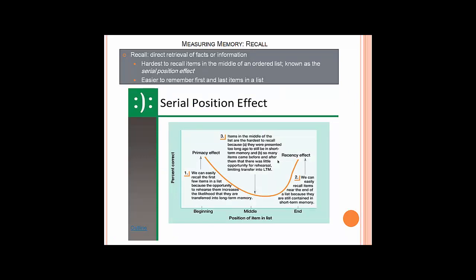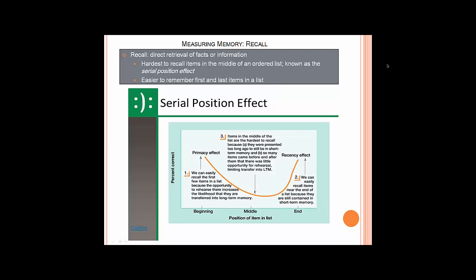So recall is a direct retrieval of facts or information. It's hardest to recall items in the middle of an ordered list, known as the serial position effect. This is an important effect, and it's not only in memory, but also even in personality impression. Or in other words, the first impression is always the most important. And in fact, in memory, the primacy effect says that we easily recall the first few items in a list because the opportunity to rehearse them increases the likelihood that they're transferred into long-term memory. But here in the middle, these items are hardest to recall.